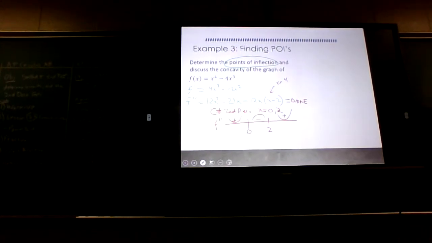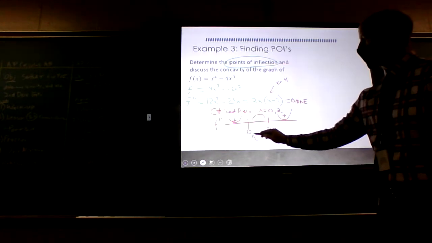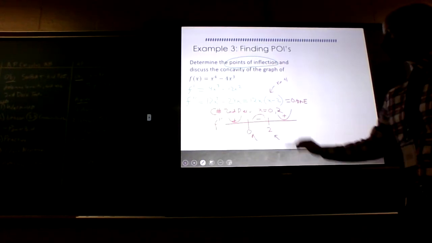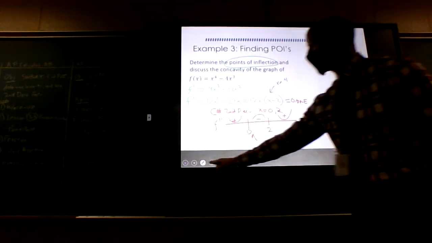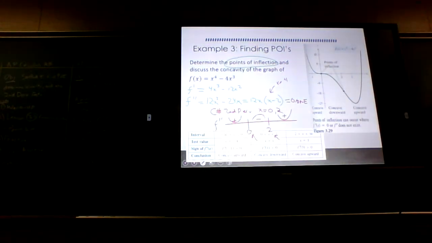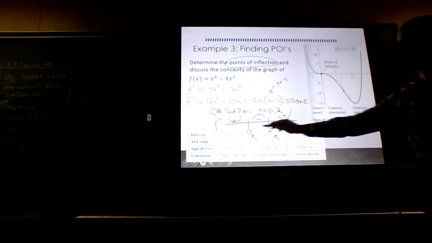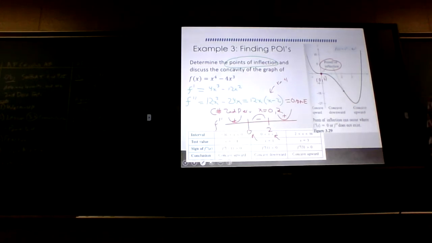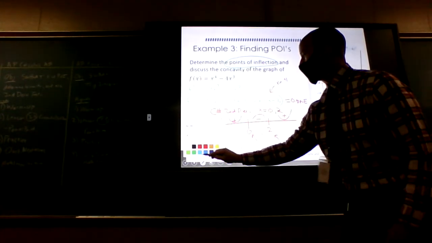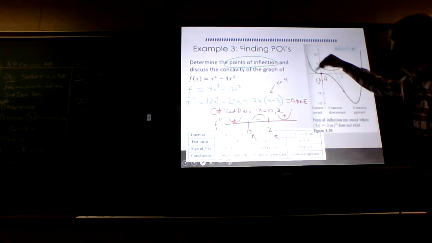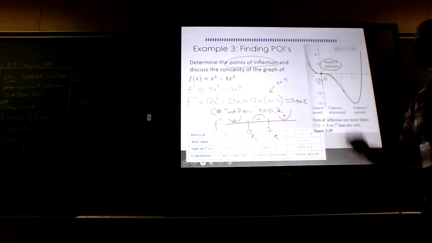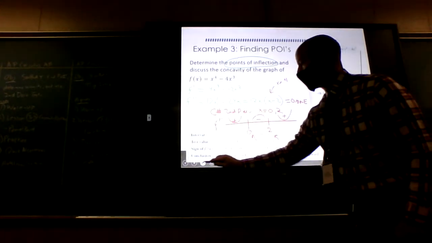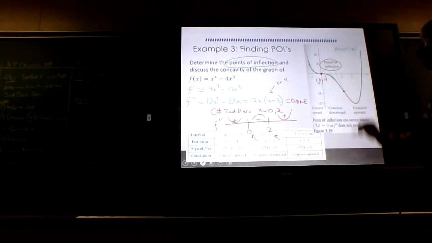So, what do you think this is? It's going to be a point of inflection. Guess what this is going to be? Another point of inflection. Let's see what the graph looks like. We have a point of inflection right here at 0. That's a POI, points of inflection. Right here at 0, 0 is a point of inflection. The reason it is a point of inflection, let me do this in green, is because here it's concave up and here it's concave down. Does that make sense?